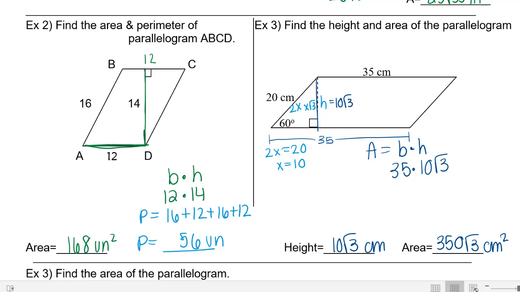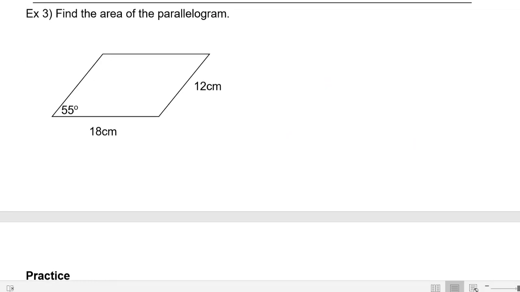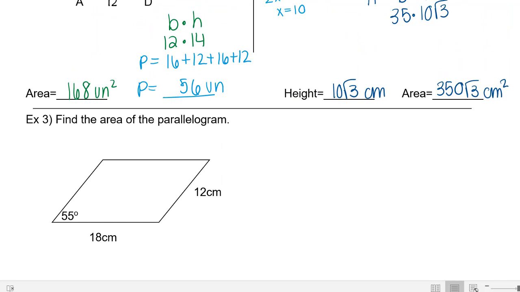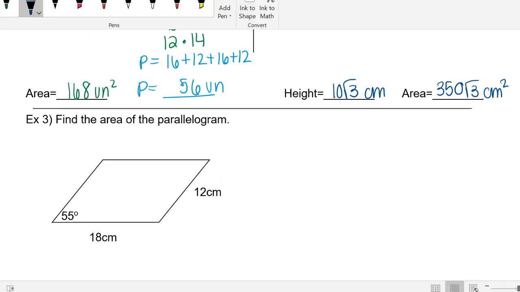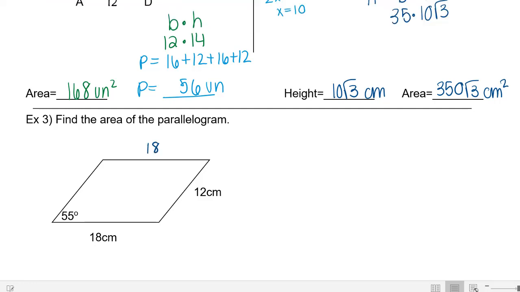Okay, so for our last example, we are going to do some, oh, sorry for the crazy scrolling. We're going to do some trig within our parallelogram, so bringing back that SOHCAHTOA in our area unit. So when we're looking at this figure, this lovely parallelogram, we're going to use all of our knowledge of parallelograms so far. We know opposite sides are congruent, so I can label those: 18, 18, 12, 12 centimeters. I'm also just going to throw down my formula for the area of the parallelogram, which is base times height.